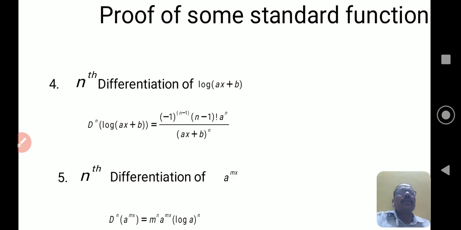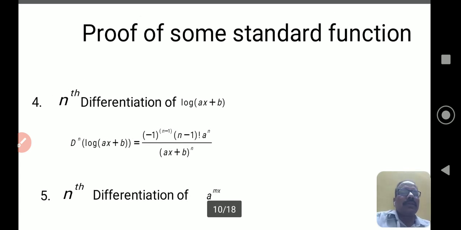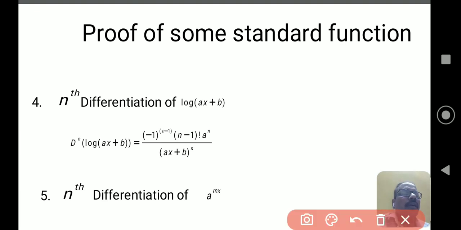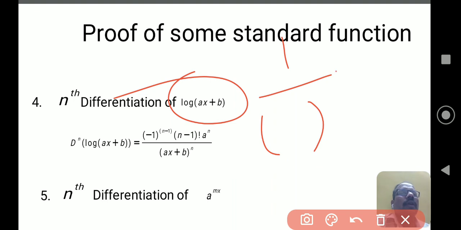Already familiar from second PU, what is the derivative of the logarithmic function? Log x can be differentiated to give 1 over x. Log of (ax plus b) gives 1 over (ax plus b) into a. But it is very difficult to write the nth derivative of the logarithmic function, so observe the result. It is very simple: log of (ax plus b), once differentiated, gives 1 by the function into a. Next differentiation is 1 over x here.